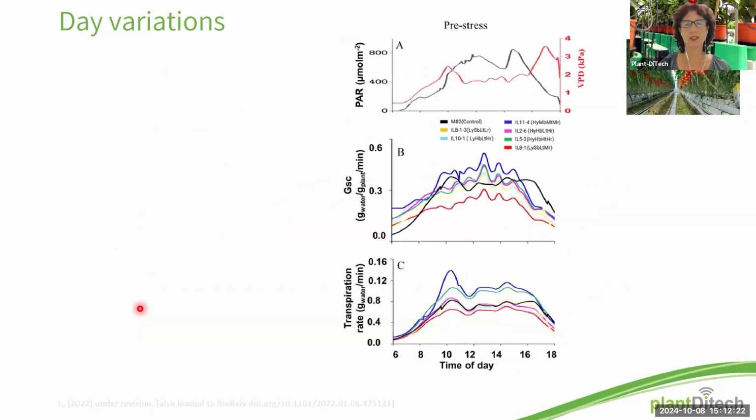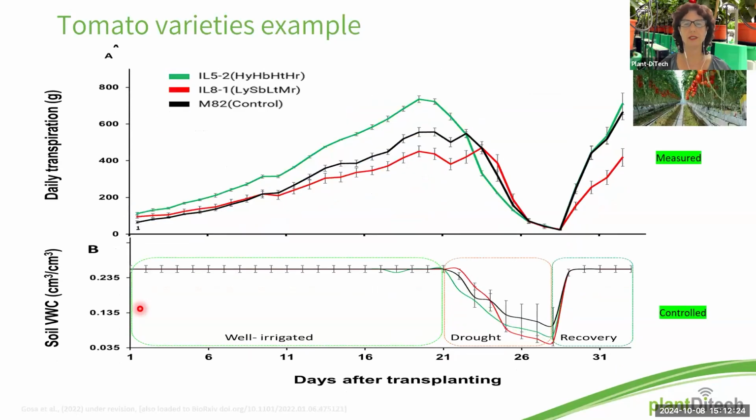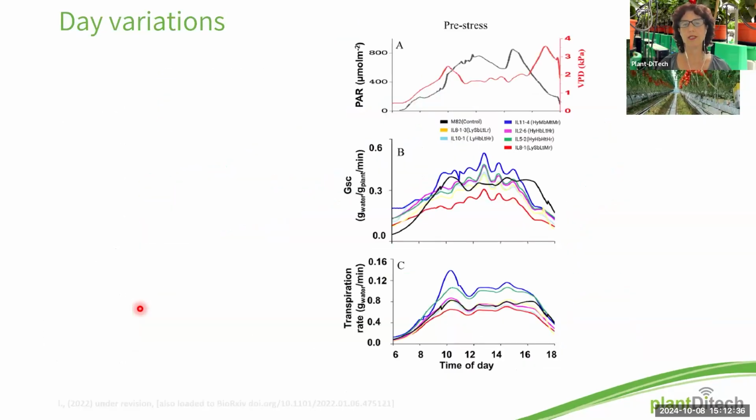Also, you can see how the different lines, the different varieties of tomatoes in this case, behave very clearly with statistical analysis already. This is another resolution looking at day-to-day variations. Here you can see the continuous measurement over a day.